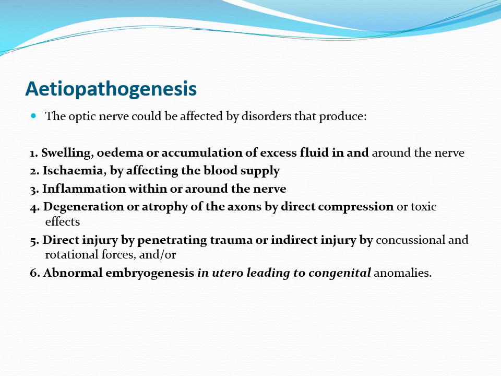Then there can be degeneration or atrophy of the axons by direct compression or toxic effects. That will be primary optic atrophy or toxic optic neuropathy. Then there can be indirect injury by penetrating trauma, or indirect injury by concussional and rotational forces, which is known as optic nerve avulsion. Or there can be abnormal embryogenesis in utero leading to congenital anomalies, like congenital optic disc coloboma, which is an example.